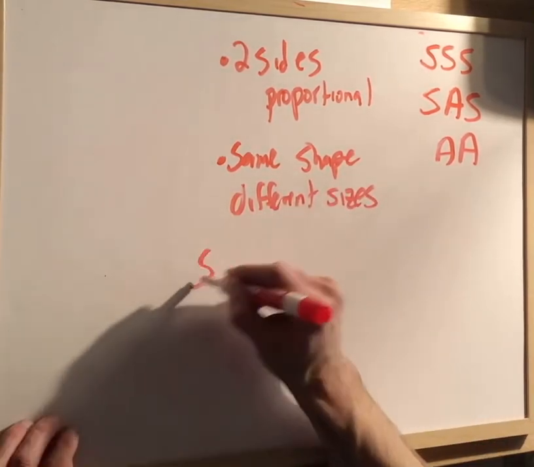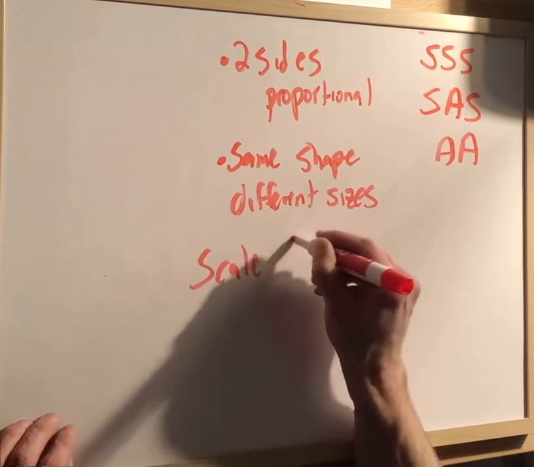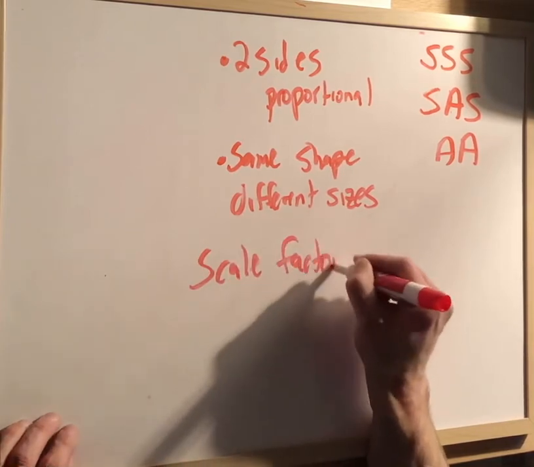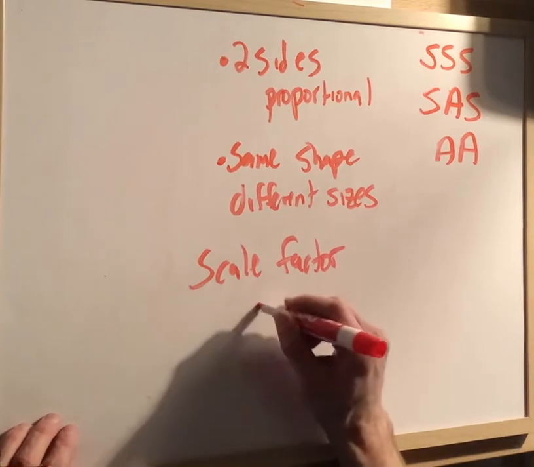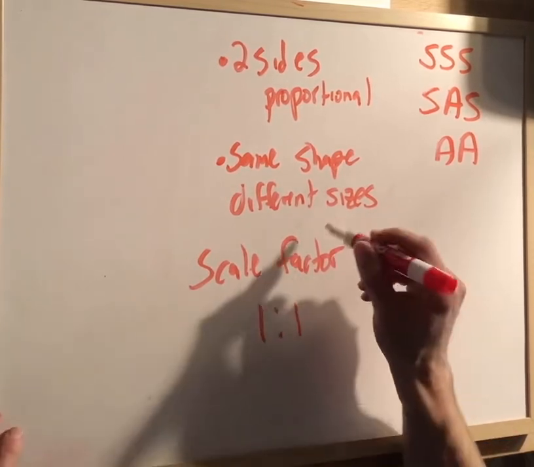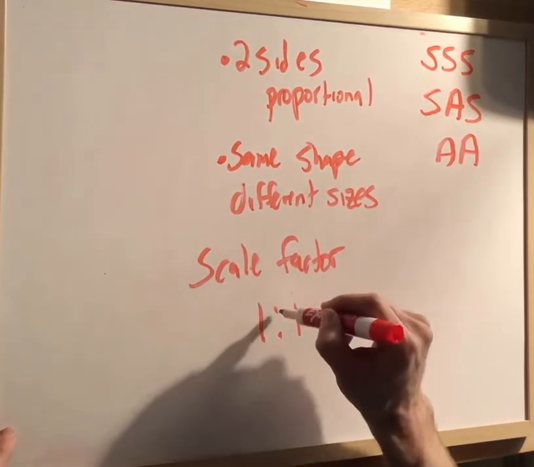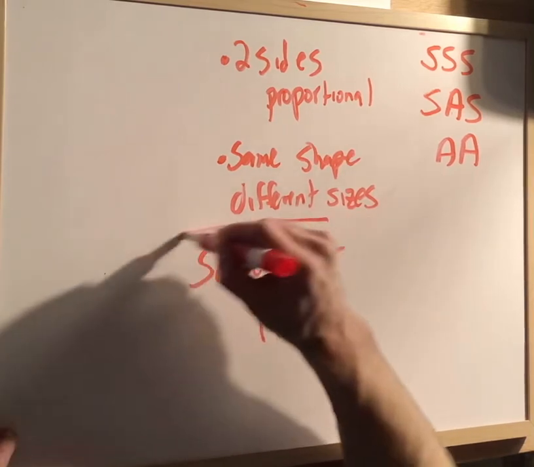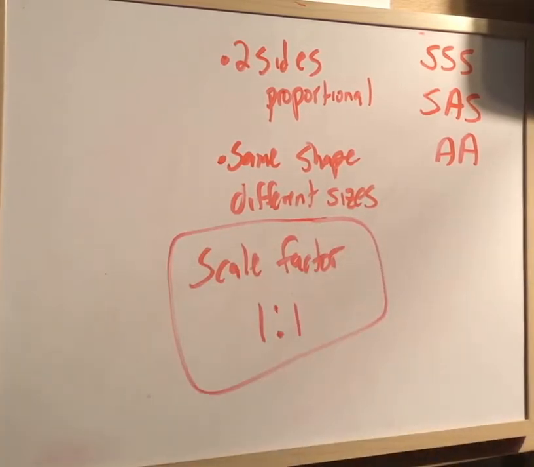What is the scale factor if you have two similar triangles where the ratio is 1 to 1? Let's say the scale factor is 1. What do you know about two triangles whose scale factor is 1 to 1? Think about it.